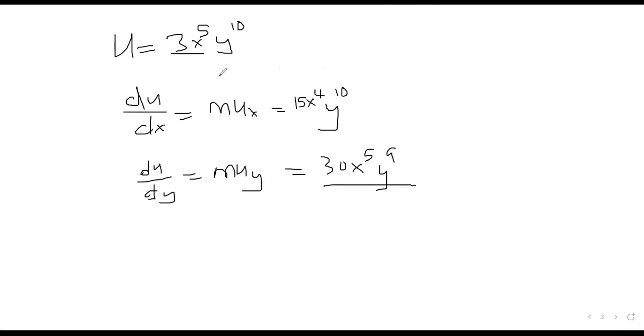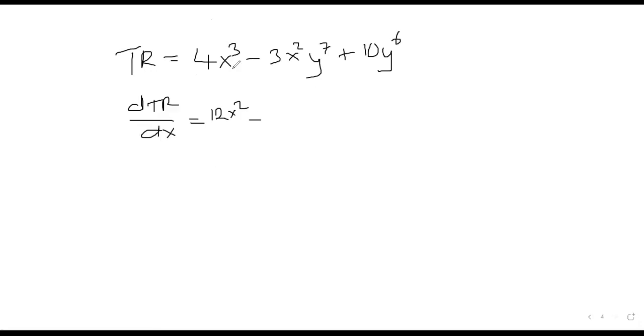Like we did here. Remember, when you have u = 3x^5 y^10, in the first instance we just cut the y^10 and left 3x^5. When we differentiate 3x^5, it becomes 15x^4. In the second part, we copied and cut this x^5 here, meaning we're going to remain with y^10. We multiplied 3 times 10 to get 30 and subtracted 1 from the power to get 9.